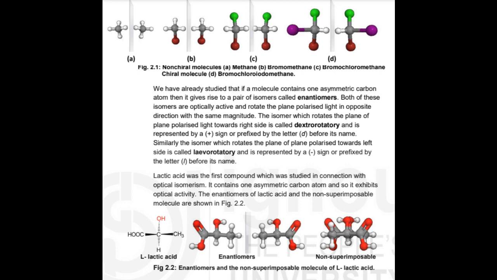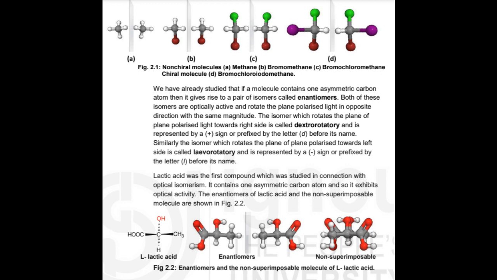You will be able to visualize that the molecule of methane and its mirror image would be superimposable, Fig. 2.1a. We find a similar situation in case of bromomethane, Figure 2.1b, and bromochloromethane, Fig. 2.1c. These molecules are achiral and do not show optical isomerism. Let us consider the molecule of bromochloroiodomethane. Here we would observe that this molecule and its mirror image are not identical, as these are non-superimposable mirror images, Figure 2.1d, hence this is a chiral molecule.